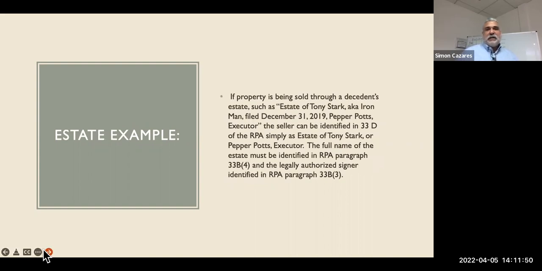Estate, as an example. If the property is being sold through a deceased estate, such as the estate of Tony Stark, AKA Iron Man, filed December 31st, 2019. Okay, and what that means is, when was the trust created? Maybe the trust was created 10 years ago, 15 years ago, or maybe it was created six months ago, and now the deceased has a successor authorized to sell the property. So on the RPA, it's simply the estate of Tony Stark.